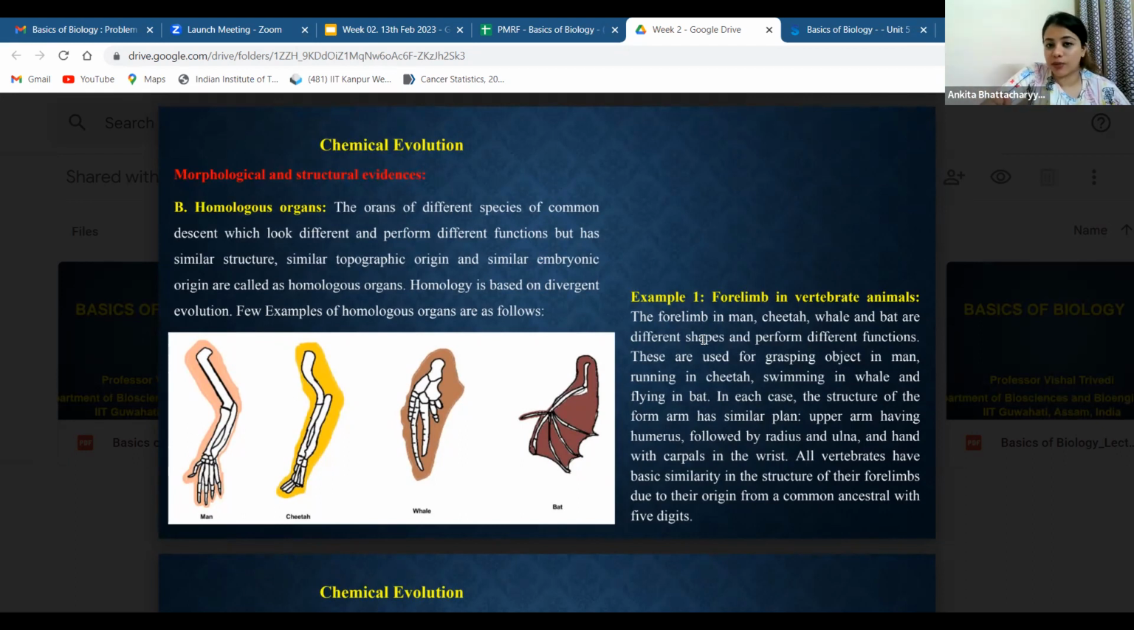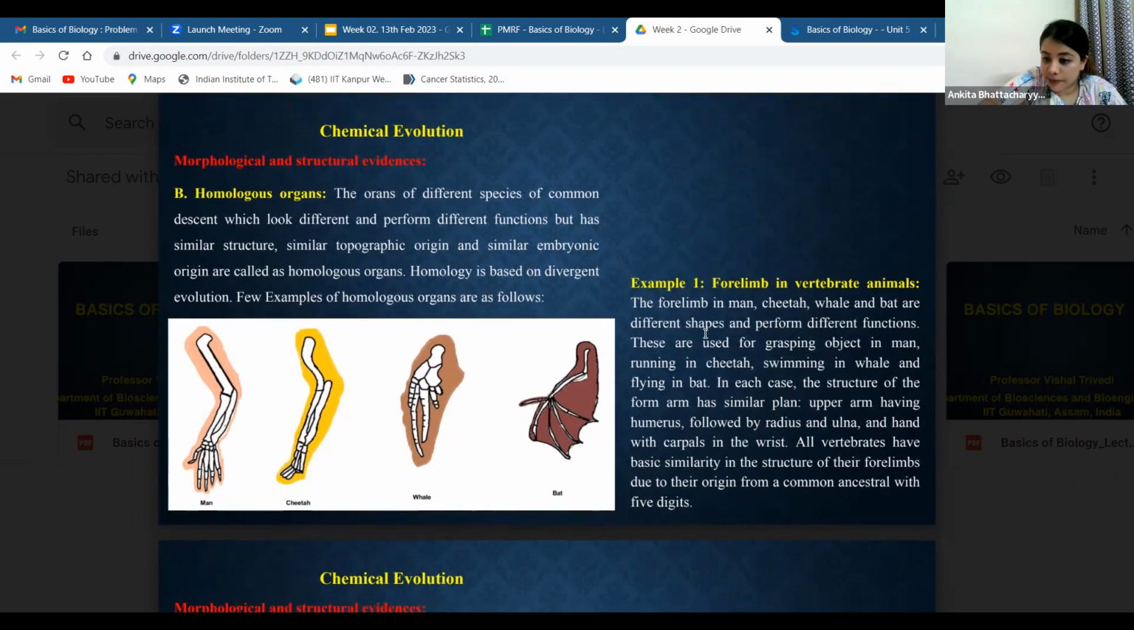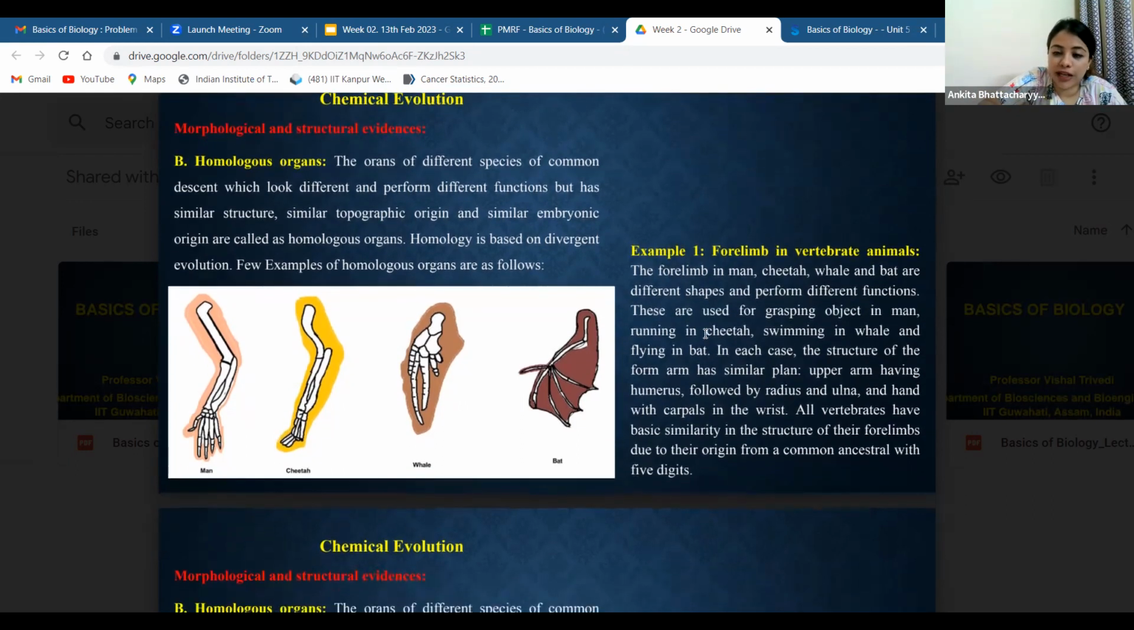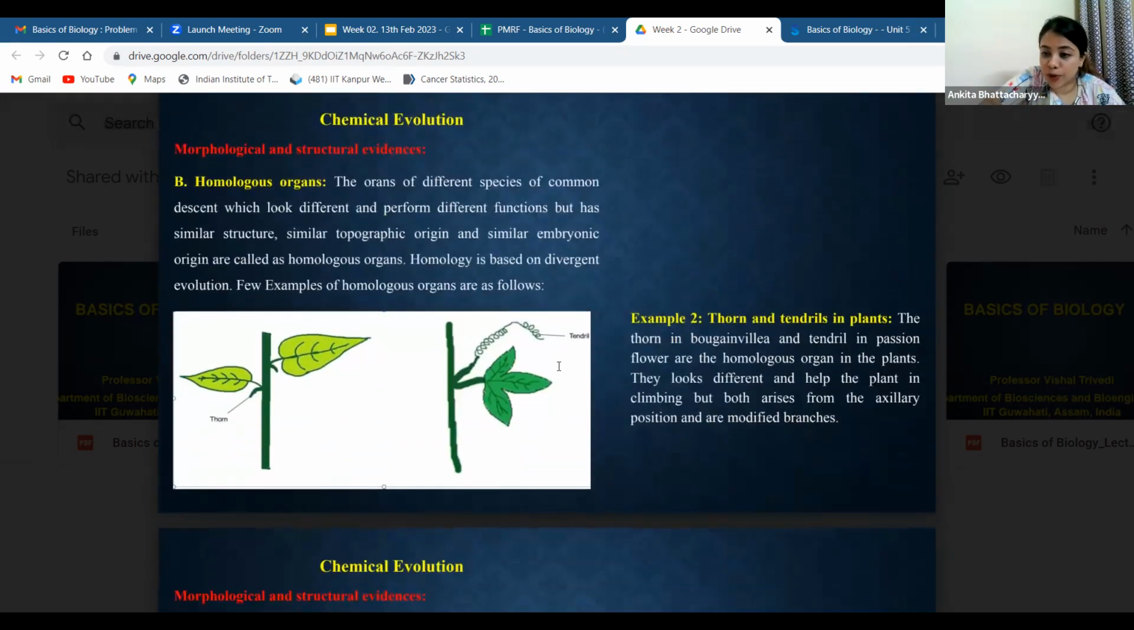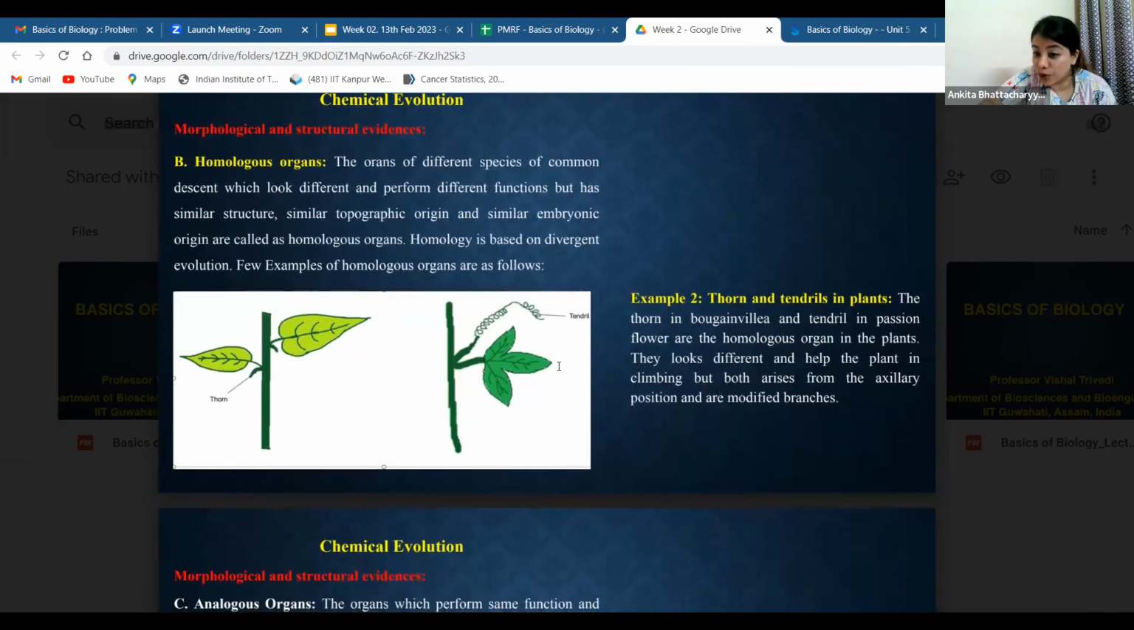Examples, this was also a direct question in one of the sample problems, the assignment problems. We had the forelimbs in vertebrate animals like in man, cheetah, whale, and bat. They are performing different functions, but if you look at their origin, it's the same. And thorns and tendrils were also a part of that. So go through these lecture notes quite clearly, so that these examples are very sorted in your head.